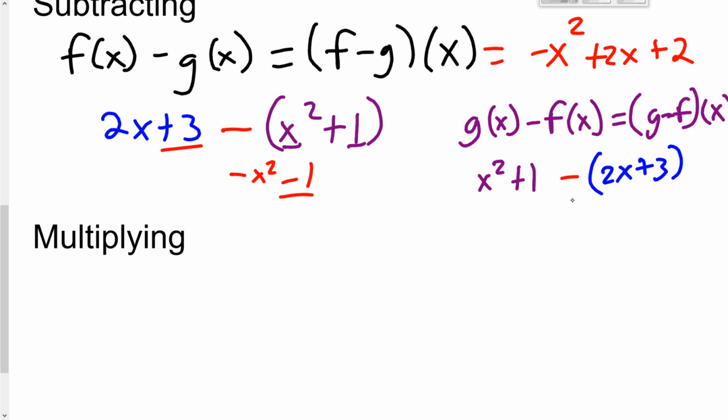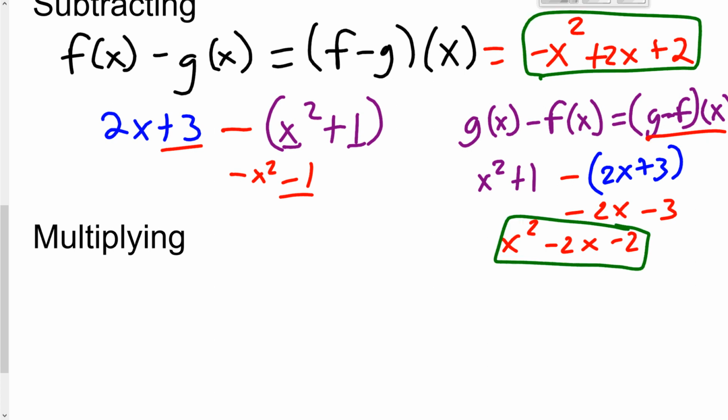Now when I actually subtract, I'm subtracting f, so that means I'm subtracting 2x. I'm subtracting 2x, and then I'm subtracting a 3. So when I combine like terms, the answer to g minus f of x is x squared minus 2x minus 2. Okay, so notice how the answers here are different from each other.